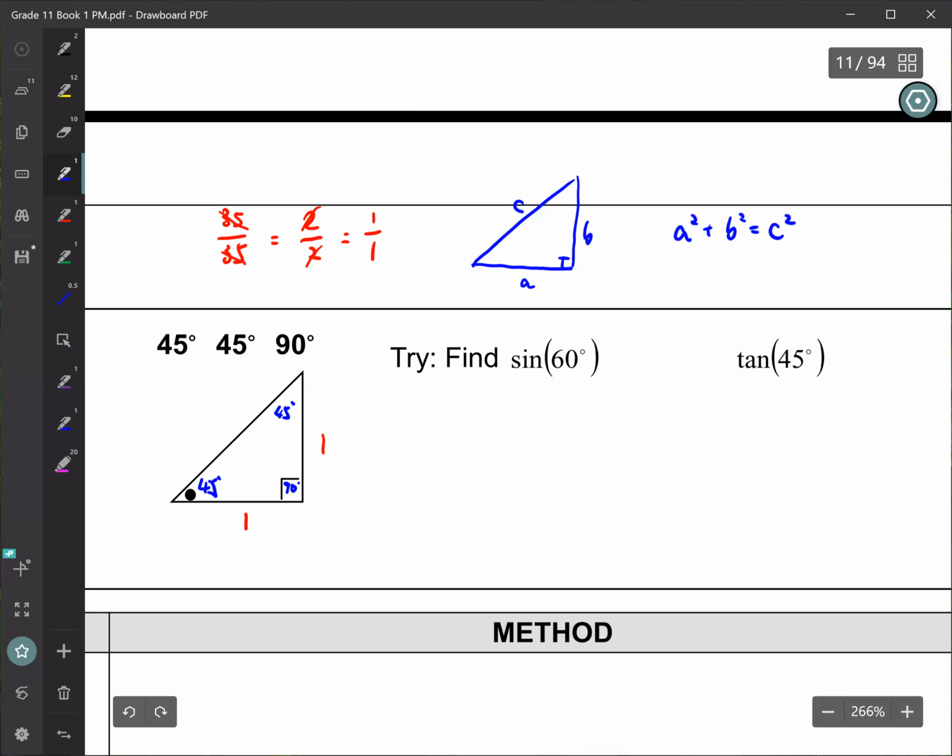So now if I place the 1 and 1, because now a is 1, b is 1, then I can put it in to find the missing side c. So 1 squared plus 1 squared will be c squared. 1 squared is 1, 1 plus 1 will be 2. 2 is c squared. So how long is c then, Colin? How do we find c? c is just the square root of 2. Yeah, square root of 2. Okay, so there we go.